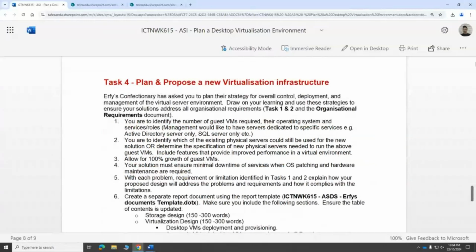So now the plan and propose your virtualization infrastructure. Remember what you did in the previous assignment. You take that as a starting point. Now you adjust it to include desktop virtualization. So a lot of it would be exactly the same as your previous one. For example, where you're going to store the shared storage, the different networks, etc.